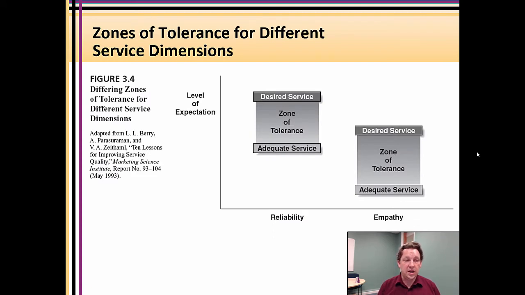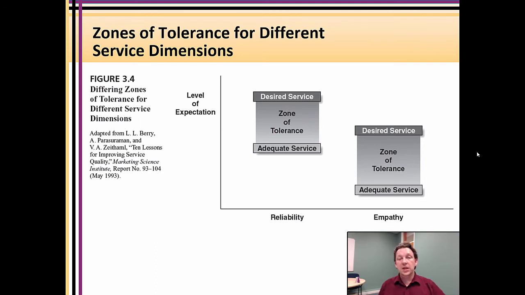So what you create in this aspect is that we have a certain level of expectation, but this also will change across the five dimensions. Now, we are going to talk more about the five dimensions of services. Reliability is one of the key ones.